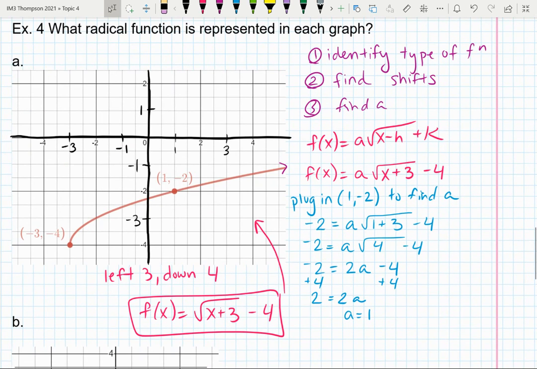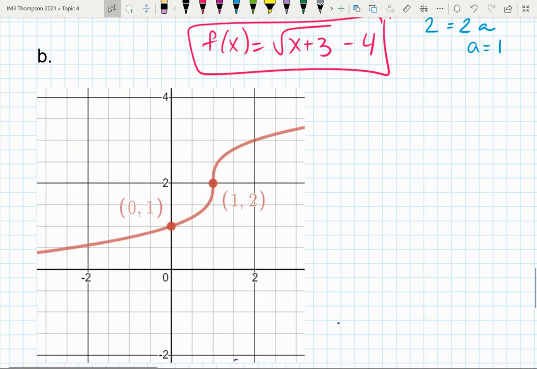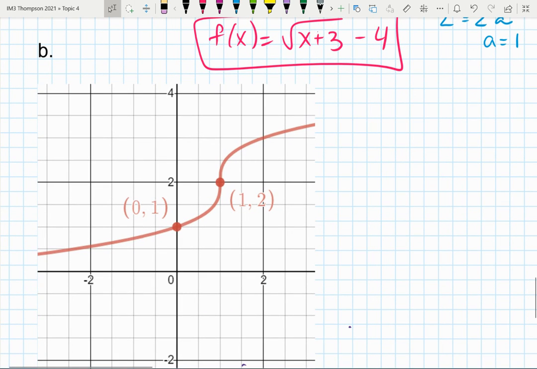Okay, so going over one more time what I did. First, identify the shape. Because it has a starting point, it's going to be a square root function. Then I identified the shifts, which was pretty easy because instead of starting at 0, 0, it starts at -3, -4. So it's left 3, down 4 from here. And then I did some algebra to find a. And we're going to do the same thing for b. So I'll zoom in and let you jot that down.